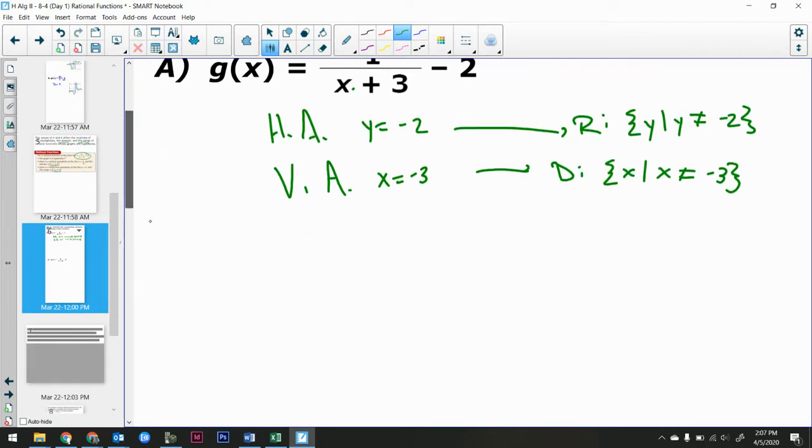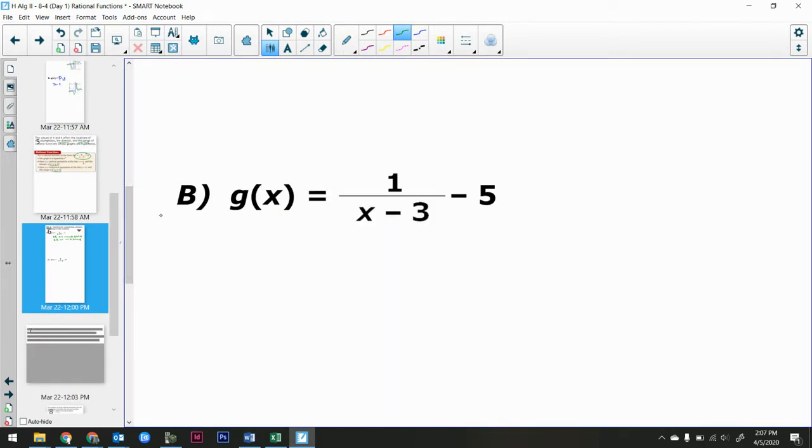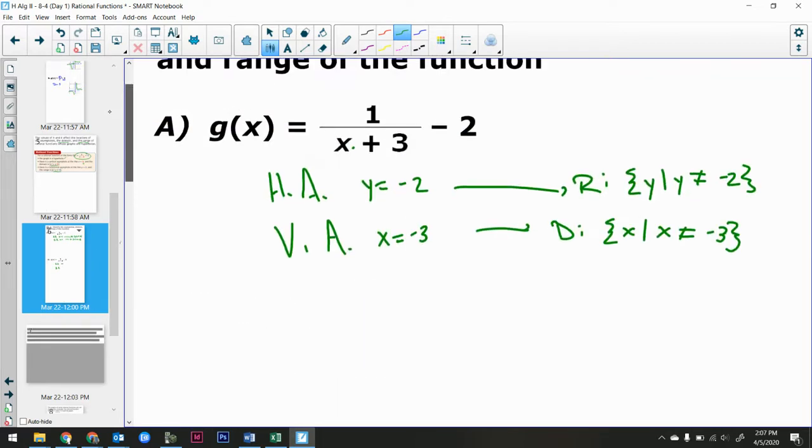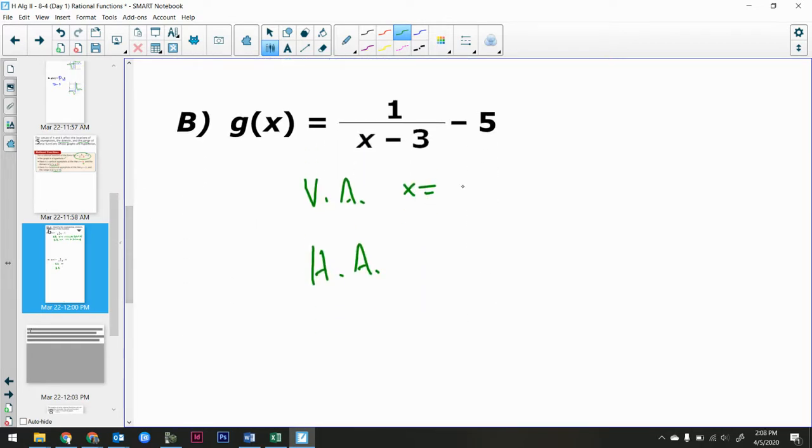Okay, so this one, let's say the vertical asymptote first, and then do the horizontal asymptote. The vertical asymptote again is an x equals, what is it in this case? X equals, isn't it just 3? Oh, it was -3. It's +3 this time. The horizontal asymptote is y equals -5. That one's straightforward. This is the opposite of what's there.